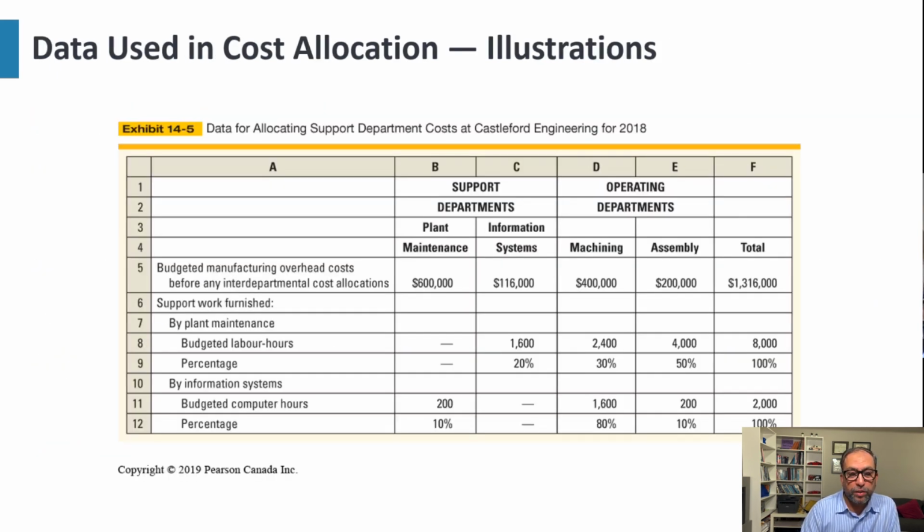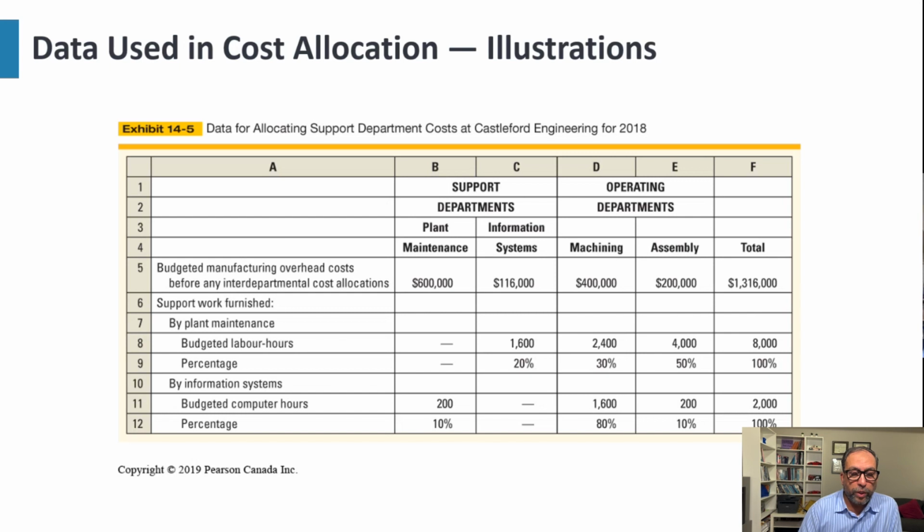These percentages are basically, if we calculate it, the total is 8,000. So if you divide 4,000 by 8,000 times 100, it's going to be 50%. And same is the case with 2,400 divided by 8,000 times 100, which is 30%, and this is 20%. The total is 2,000, and when we divide 1,600 by 2,000 times 100, we get 80% for machining, and 200 out of 2,000 is 10%. So we see here the assembly is getting 10%, and similarly 10% for the maintenance department. So that's the information we already have.